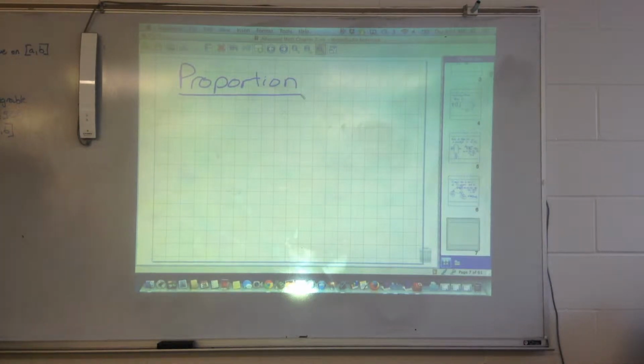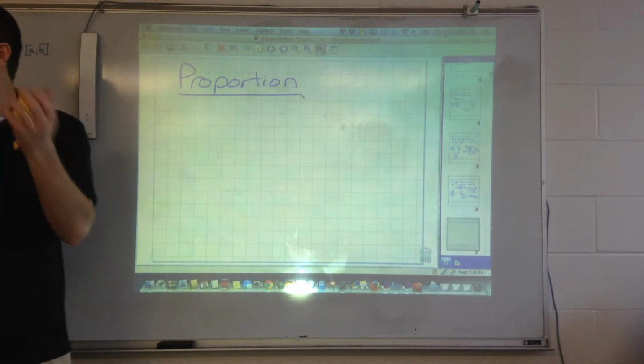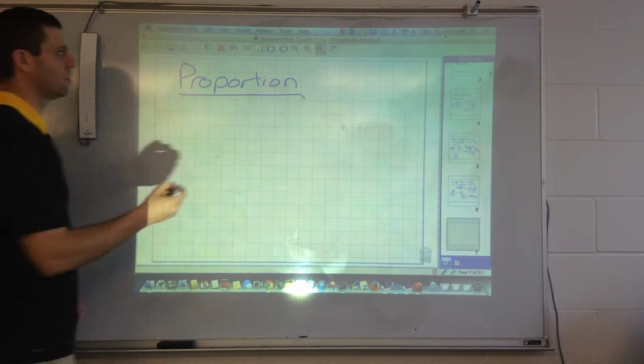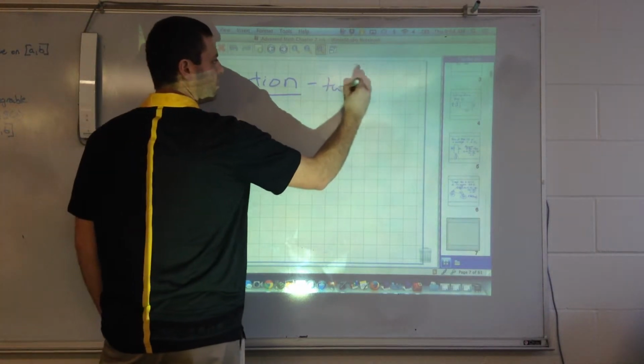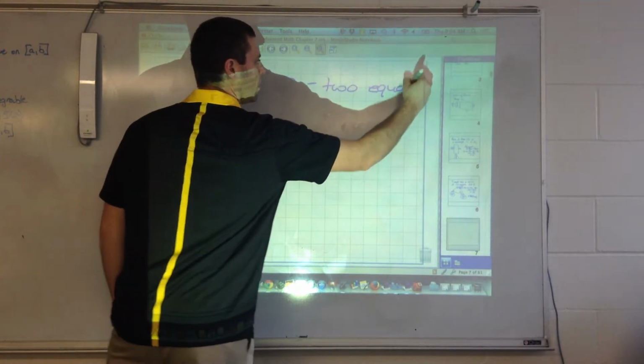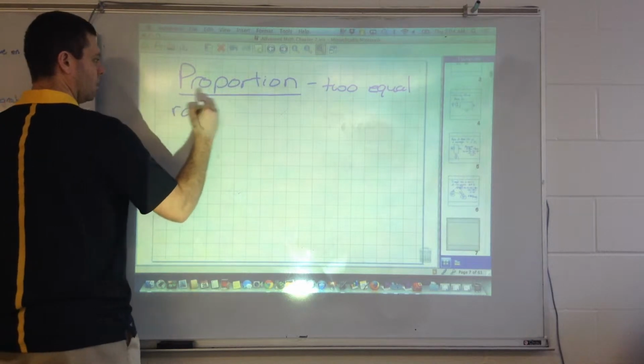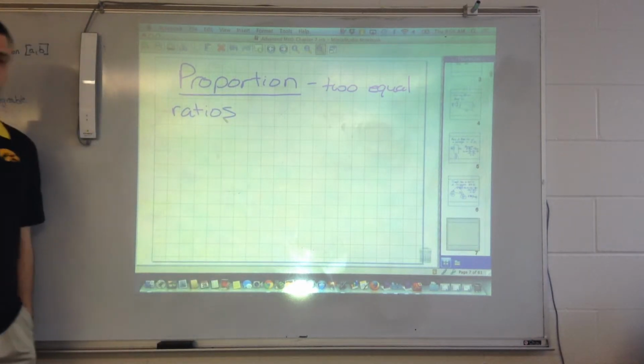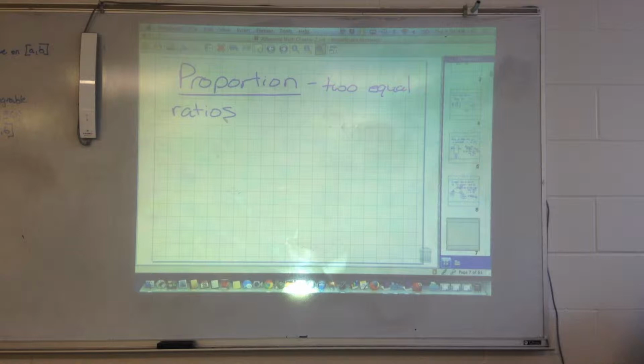Two ratios made into an equation. Very mathematical terminology. Very good. Yep. Okay. A proportion, we'll kind of combine those, is kind of like a part of something that's equal to another part of something. They contain the same ratios, okay? Basically, they are two equal ratios. That's what a proportion is. Two equal ratios.